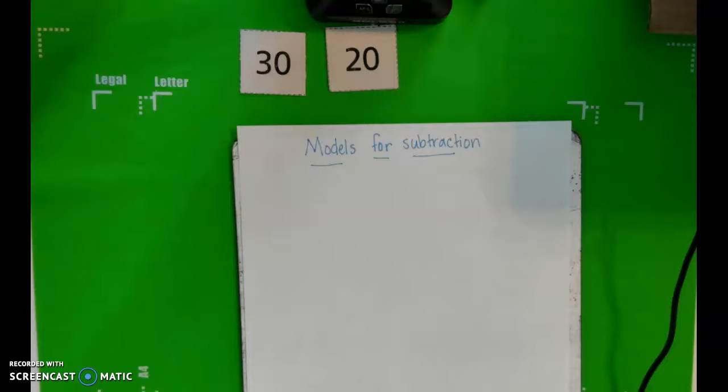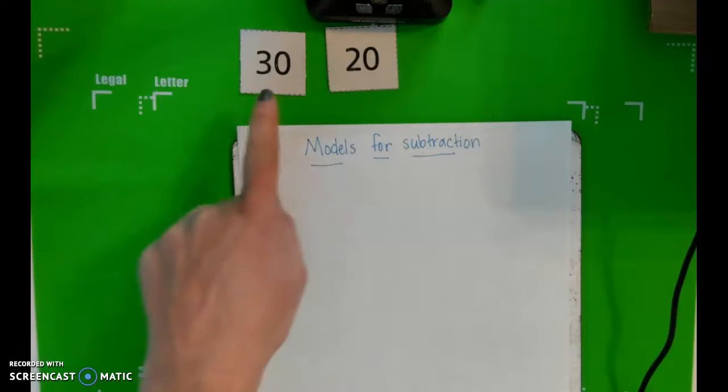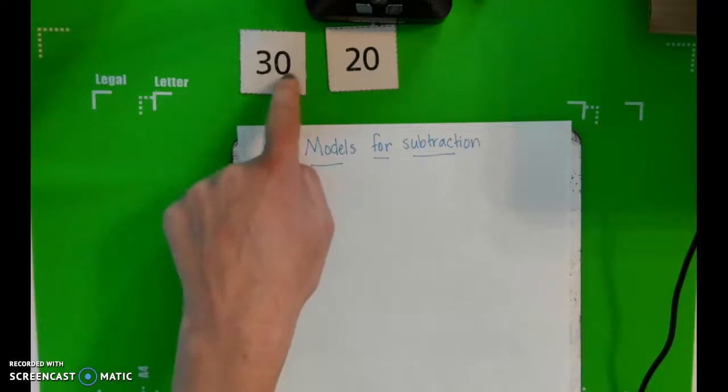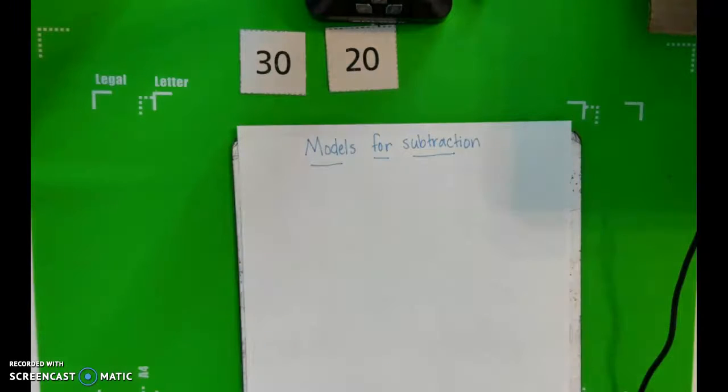Today's conversation is going to be about what types of models we can draw when we're solving subtraction equations and subtraction stories. Because we know in first grade it's not enough just to know the right answer. You have to be able to explain your thinking, show that you know how the numbers work. So we're going to talk about that today. So I want you to take a second and pause it and think about 30 minus 20. What is the answer, and what model would you draw on your paper?